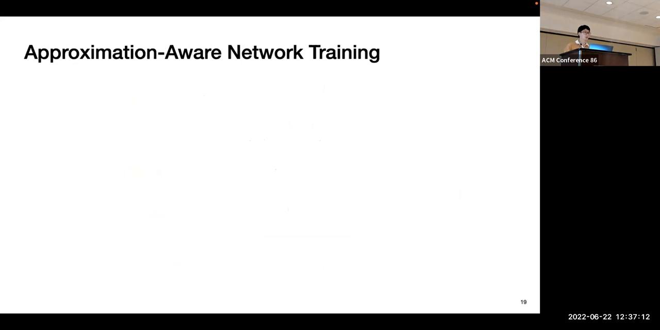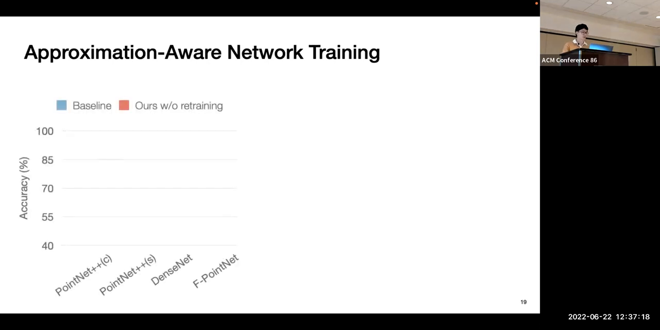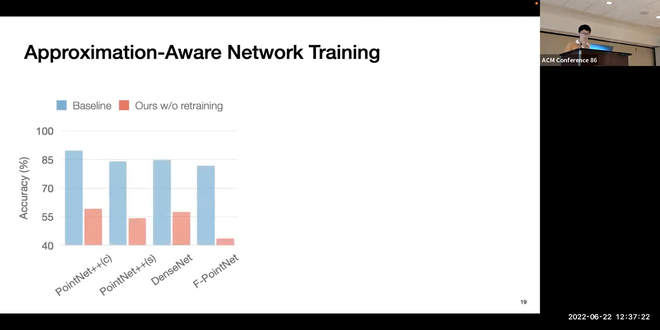However, simply applying this optimization will lead to a significant accuracy drop. Here we show the accuracy comparison between the baseline and our method. As you can see, the accuracy dropped quite a bit. The reason behind this accuracy drop is that the network doesn't include the imprecise, inexact neighbor information during training, and this inexact neighbor information actually happens during inference.